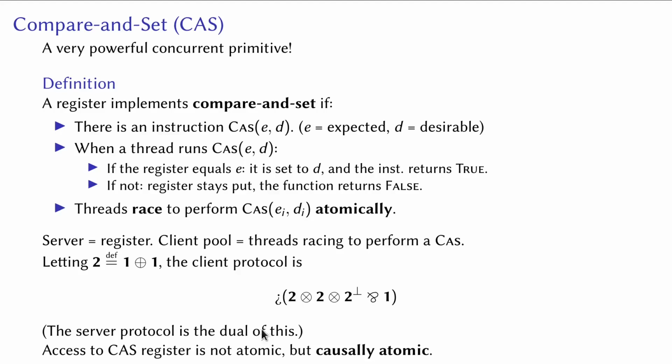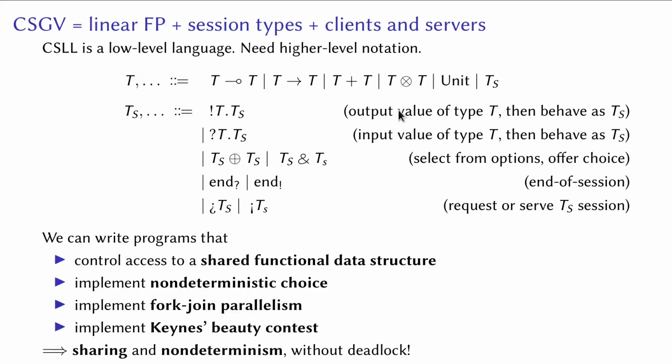At some point, we realized that CSLL is a very low-level language and it's tedious to write programs in it. We therefore made a high-level language, CSGV, which is linear functional programming with session types and client-servers based on Wadler's GV. In CSGV, we are able to write more examples. We defined a server of a data structure to which each client has atomic access. We defined a choice process that returns 0 or 1 randomly. We implemented fork-join parallelism. Finally, we implemented Kinney's beauty contest, where each client votes for a candidate and hears back the result in a single session. These examples demonstrate that our system allows some degree of sharing and non-determinism while being deadlock-free.